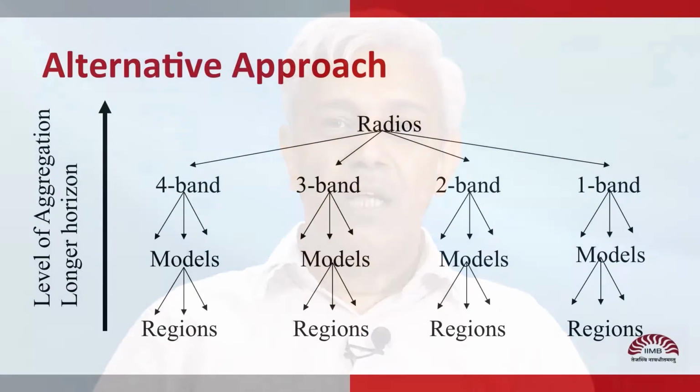Think of a product like radios. Radios are radios, but there are different types of radios. We can classify them as single band radio, 2-band radio, 3-band radio, or 4-band radio. Now within each band radio there are different models, and each model is sold in different regions.